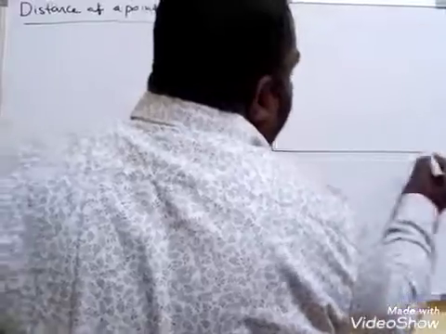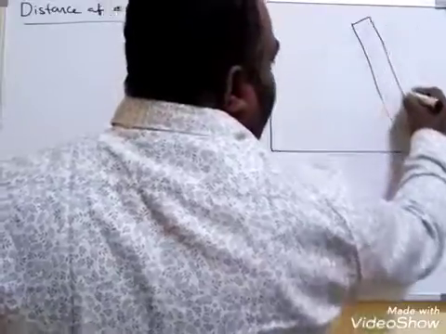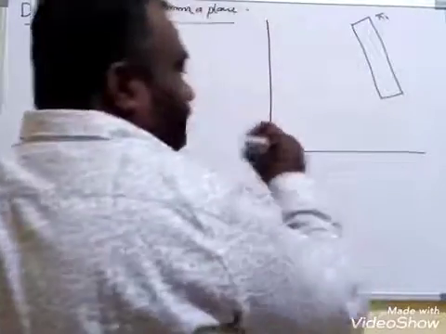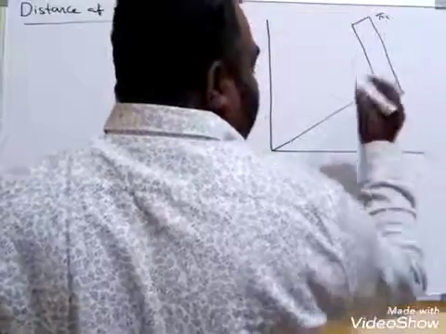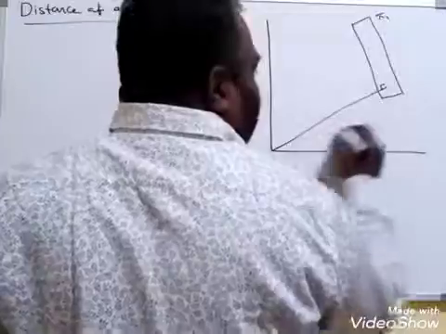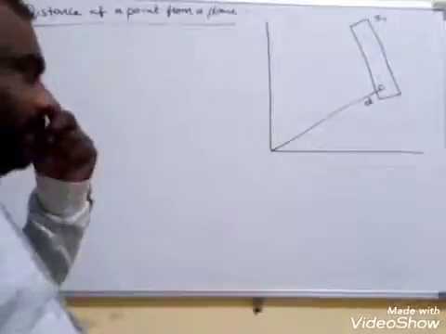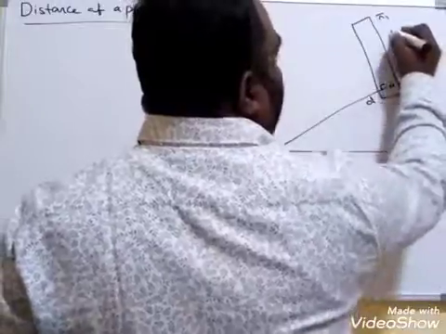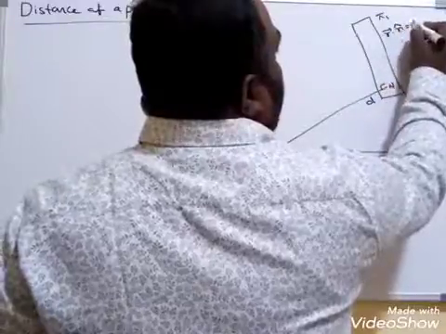Here, for example, there is a plane pi1. Its distance from the origin is along the normal, and the length of this normal is d. Therefore, if we take n as the unit vector, n cap, then r bar dot n cap is equal to d.